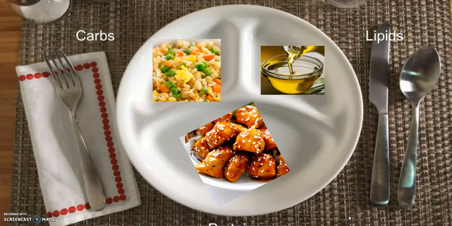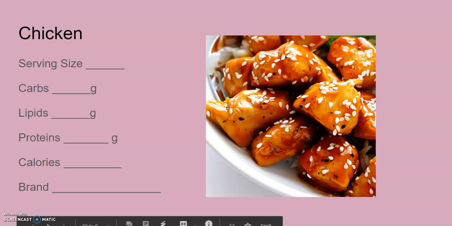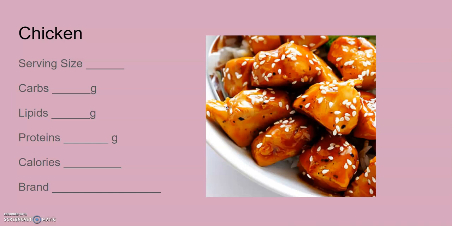And then what I did is I selected a meal: teriyaki chicken with fried rice. What I'm going to ask you to do is, for each of the foods, break those foods down into carbs, lipids, and proteins by the gram.